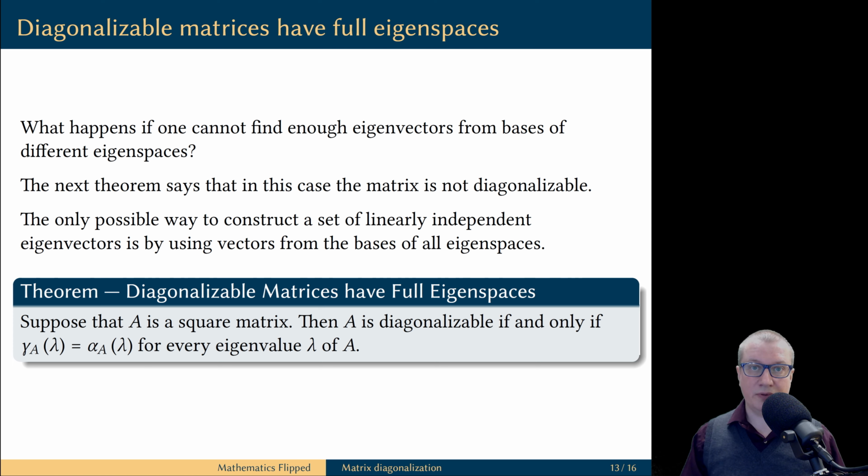But the size of the basis of each eigenspace is the dimension of the eigenspace, and the dimension of the eigenspace is exactly the geometric multiplicity of the corresponding eigenvalue. If at least one geometric multiplicity is less than the algebraic multiplicity, then adding up all geometric multiplicities will result in something that is strictly less than n. And then you will not be able to find n linearly independent eigenvectors of the matrix A, which means the matrix A will not be diagonalizable.